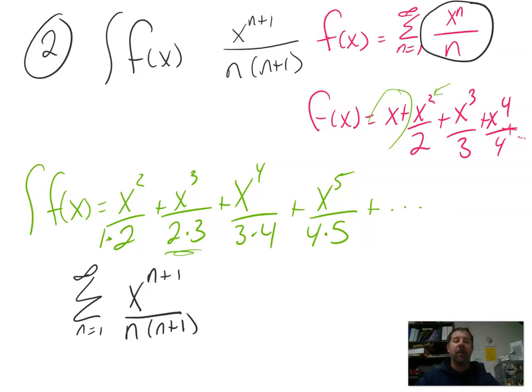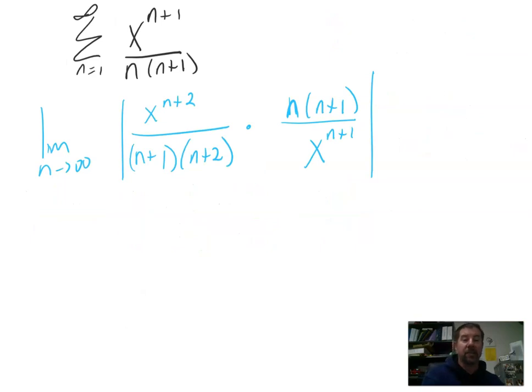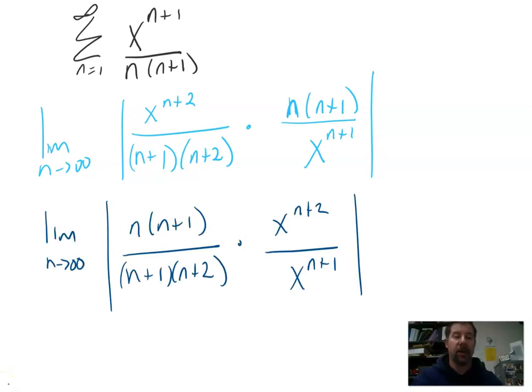All right, but now we got our new series here that we've integrated. Now let's find the interval of convergence for it. So setting up our ratio test, we get something that looks like this, right? The next term divided by the current term. And when I organize it, it's going to look something more like this: n times n plus 1 over n plus 1 times n plus 2, and x to the n plus 2 over x to the n plus 1.